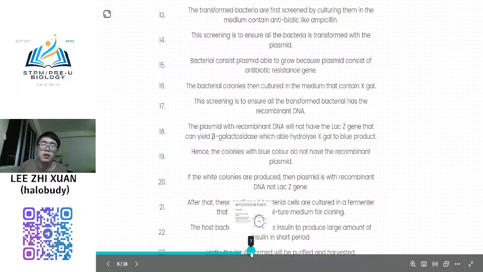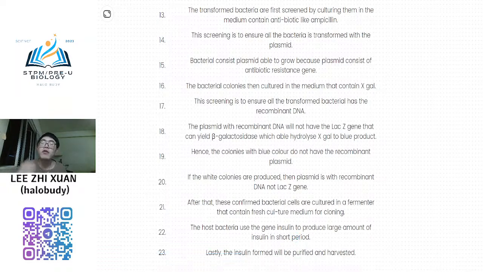Lastly, this insulin will be purified, because what is the cell culture, right? You need to purify and harvest the E. coli, kami nak insulin tu je. So we purify this insulin. After we get this insulin, we can use it in the medical field.